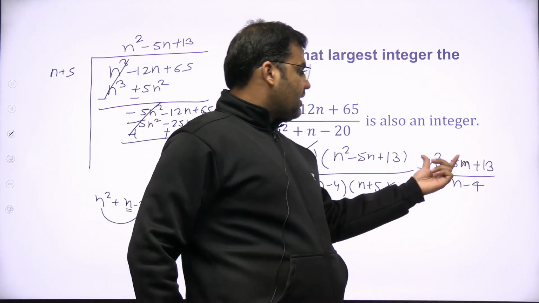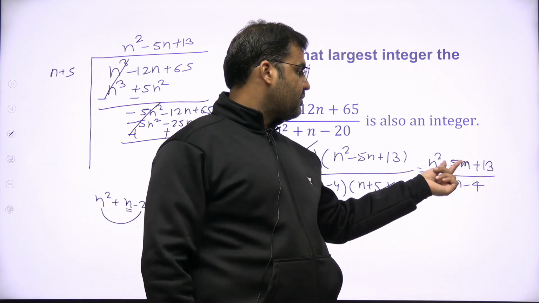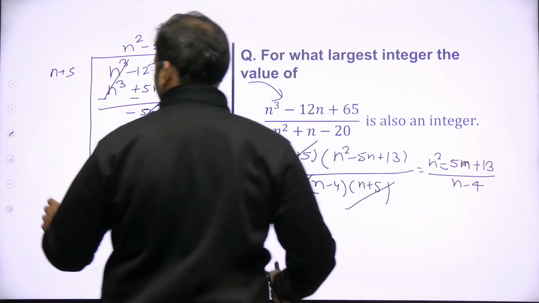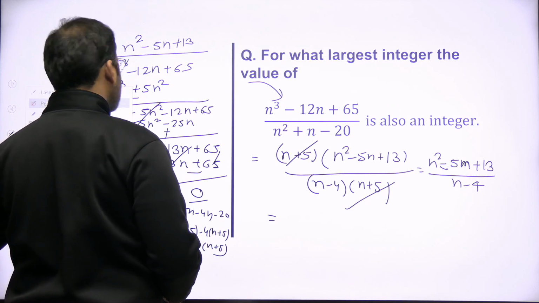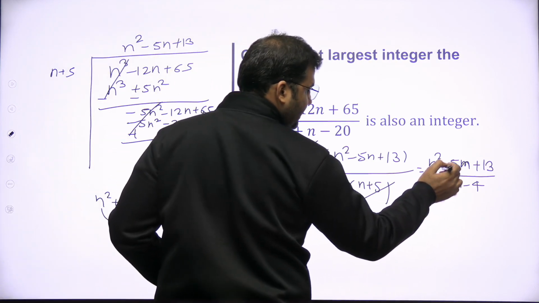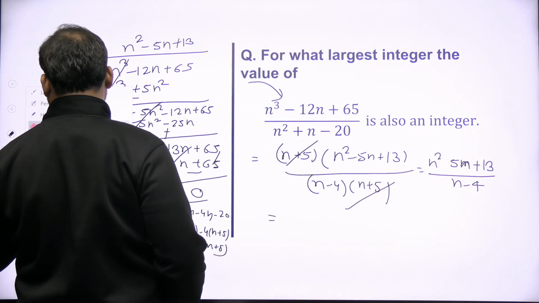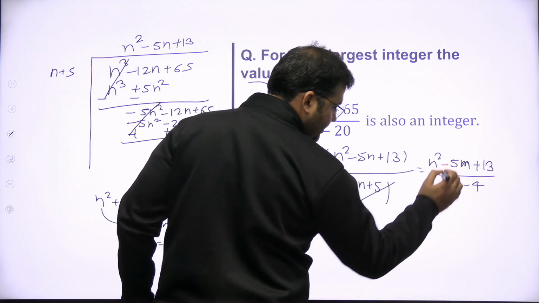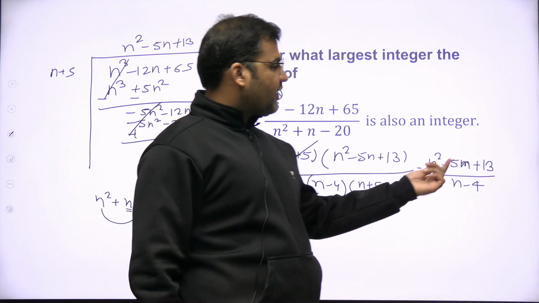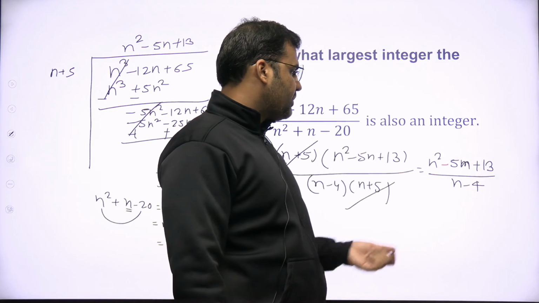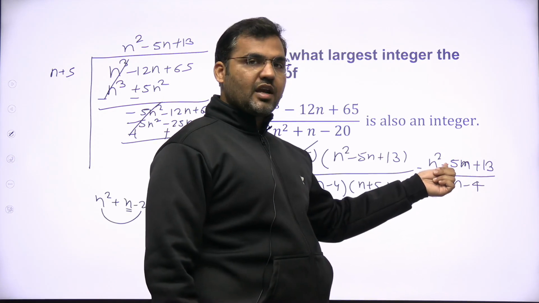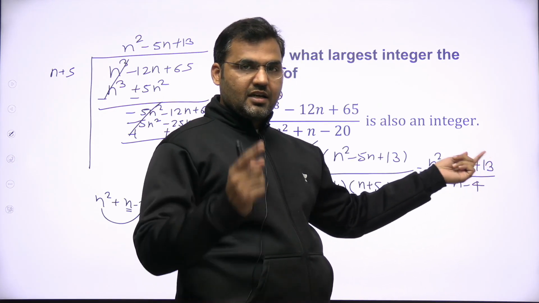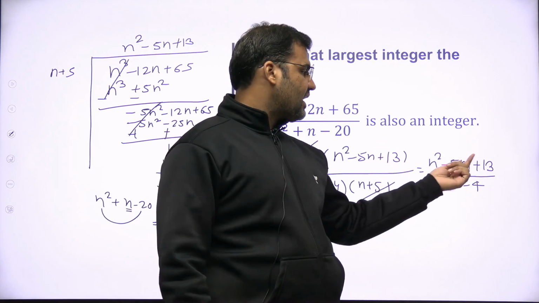I see that this cannot be further factorized because n squared minus 5n plus 13, the discriminant of this is less than 0. You can see that the discriminant of n squared minus 5n plus 13 is less than 0. So therefore it cannot be factorized. Its roots will not be real. b square minus 4ac: 5 squared is 25 minus 4 into 13. 25 minus 52 will be negative.